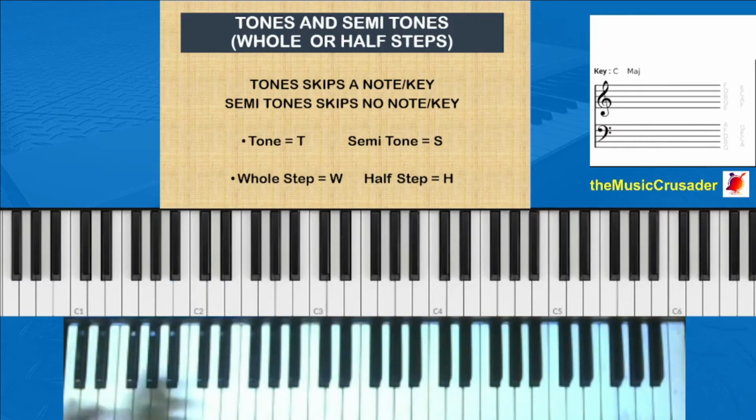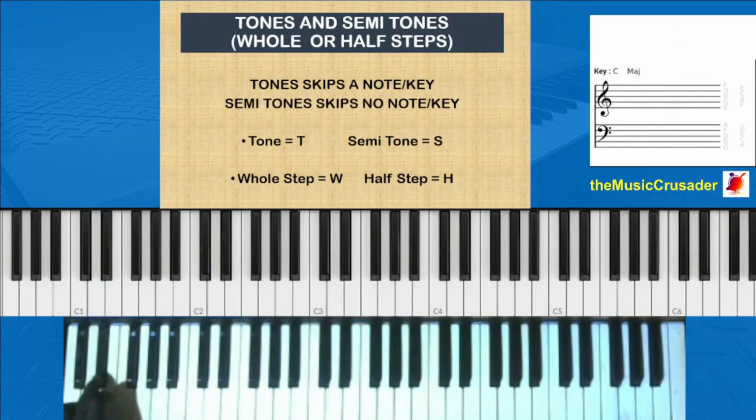Now let's go to the black keys. From C sharp to D sharp is what? Very good. It's a tone because we have to jump D, the middle key. So from here to here is a tone. You understand? It's a tone because I have jumped a white key.